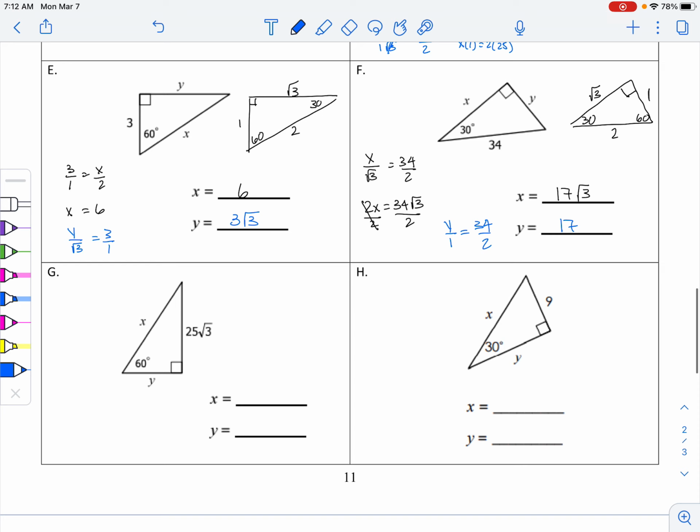Last two problems of this type, and then it gets a little bit trickier, but hopefully maybe you guys are even working ahead of me at this point because you're starting to see the pattern, getting refreshed of that 30, 60, 90 stuff that we've done before. Set my ratios up. I've got x over 2 equals 25 square root 3 over square root 3. X is going to come out to be 50. And I would have y over 1 equals 25 square root 3 over square root 3. And y is coming out as 25.